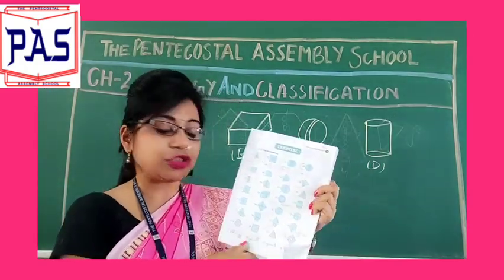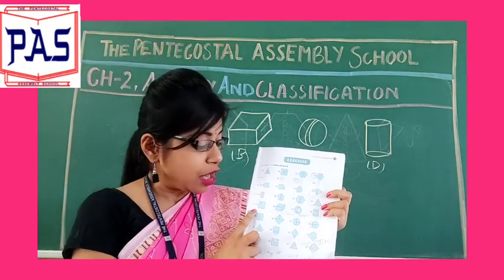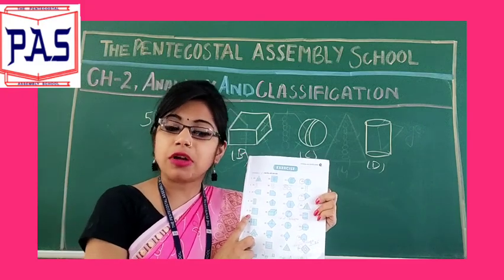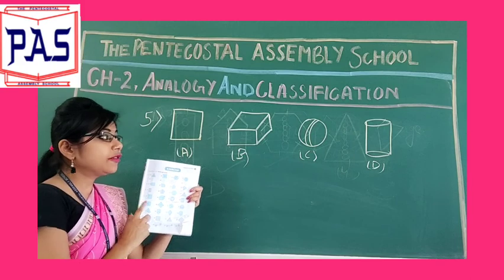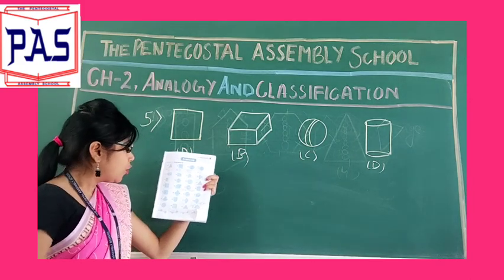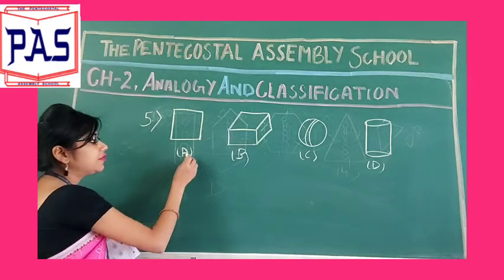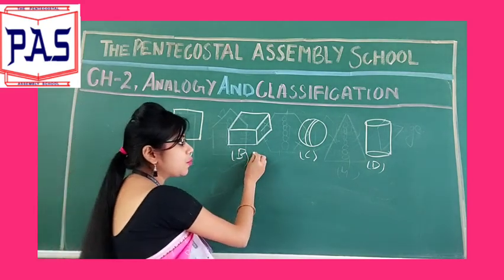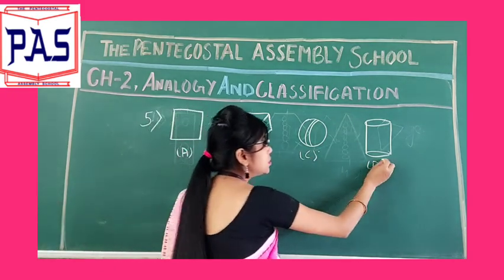Now come to question number 5. Here children, you can see that in question number 5, we have to find out the odd one. You can see that I have also drawn the figure given in question number 5 on the board. The first picture is a square. This is a cuboid. This is a sphere. And this is a cylinder.